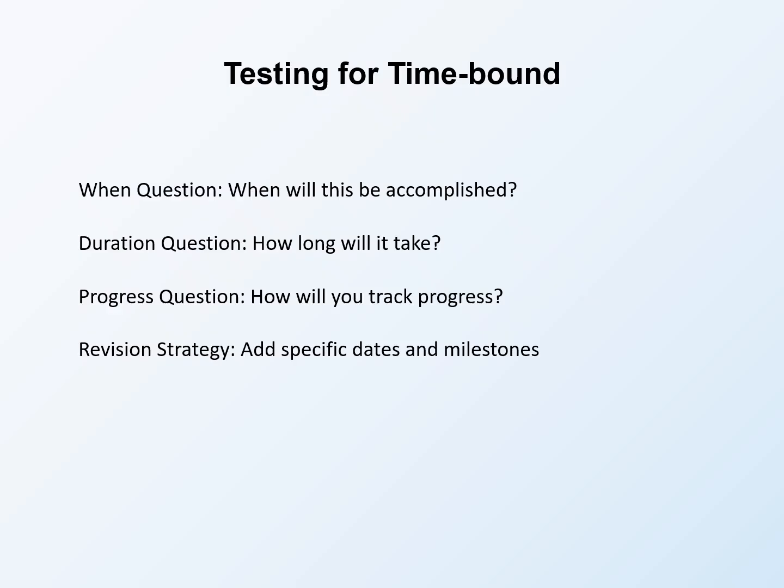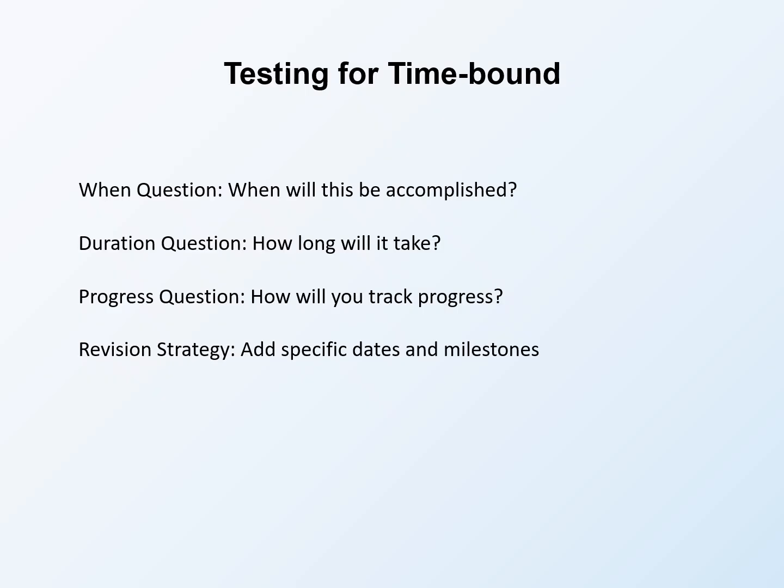Testing for time-bound involves timeline questions. The when question asks when this will be accomplished. Is there a date, month, quarter, or year specified? If timing is vague, the objective is not time-bound. The duration question asks how long it will take. Understanding duration helps assess whether the timeline is realistic. Very ambitious outcomes in short time frames may not be achievable.